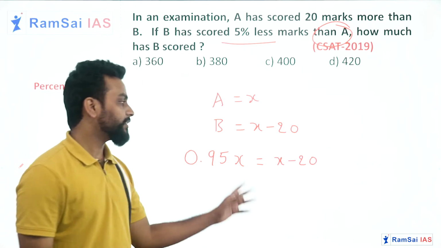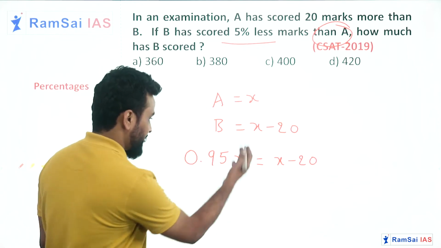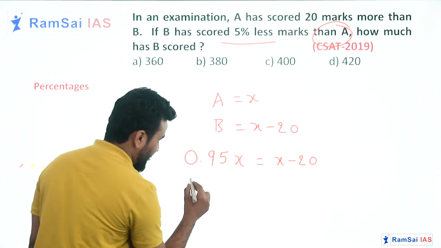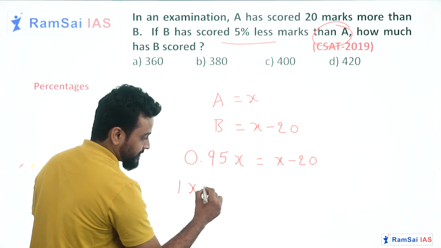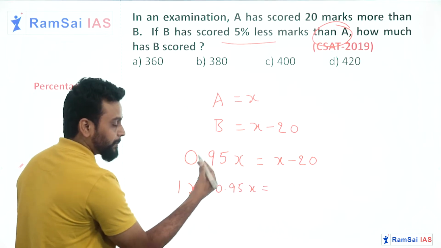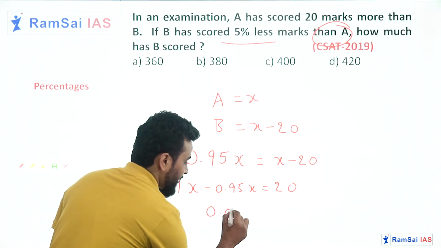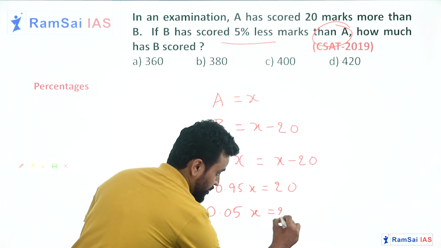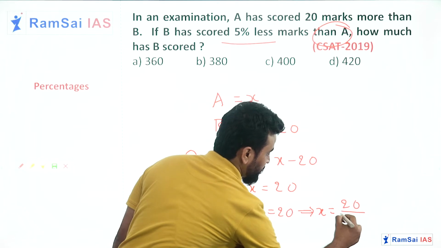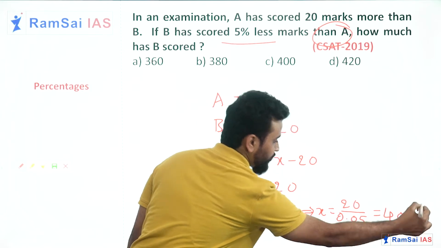And again, how many unknowns do we have here? Only one unknown, that is X. How many equations do we have? Only one equation, right? Find the X value. If you take 0.95X to that side and 20 to this side, we can write X as 1X minus 0.95X equal to minus 20, which becomes plus 20, right? Now 0.05X equals 20, and X equals 20 by 0.05. So X equals 400.